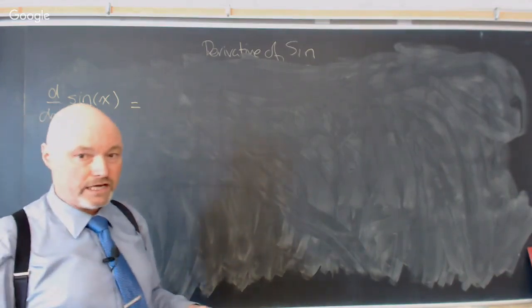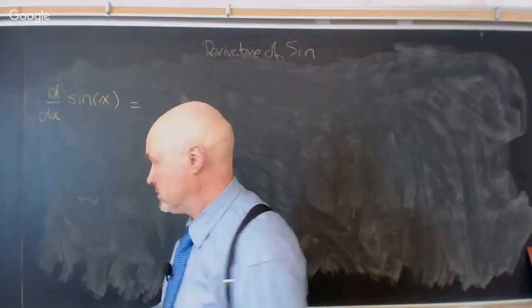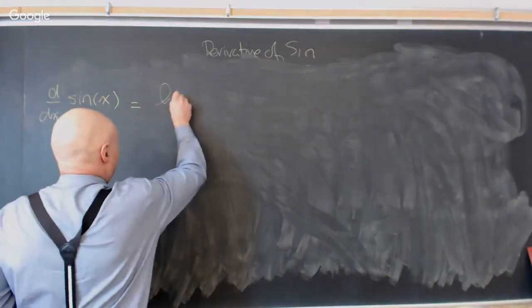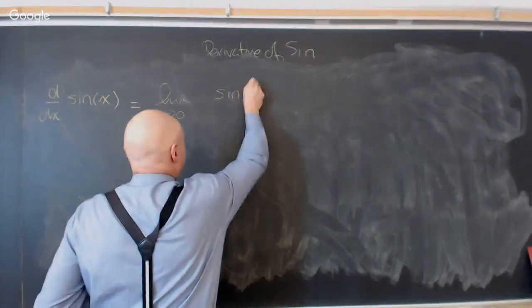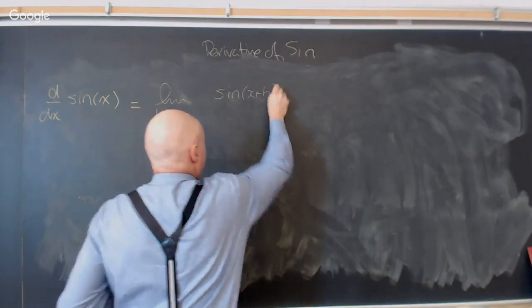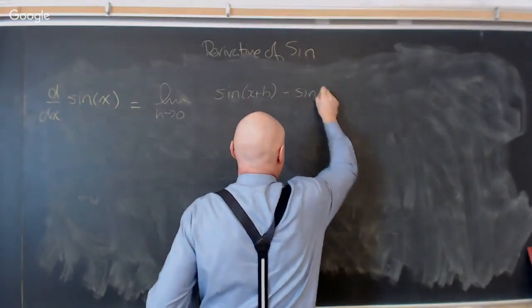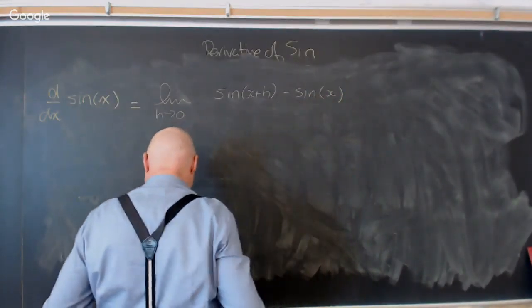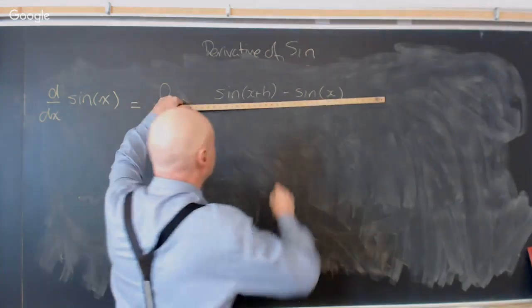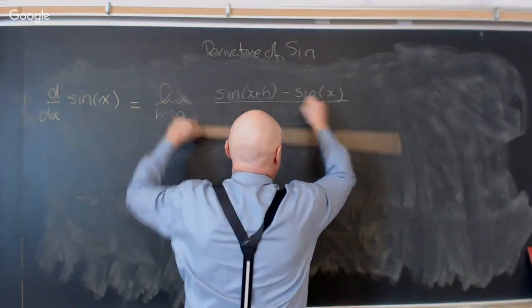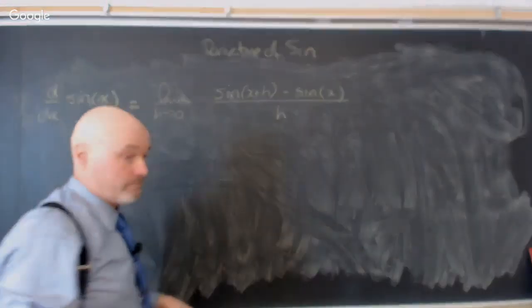So the derivative of sine x with respect to x. Well, we all know that's just the limit as h goes to 0 of sine of x plus h minus the sine of x all over h. Here's my meter stick. There we go. There's our difference quotient.